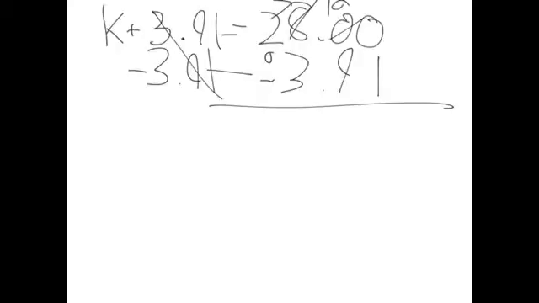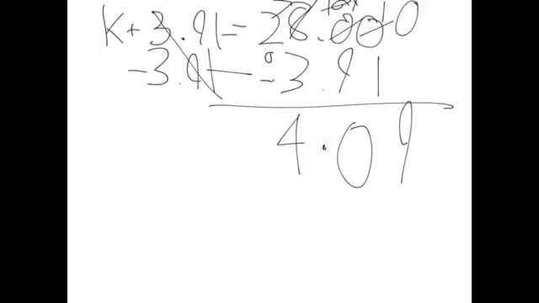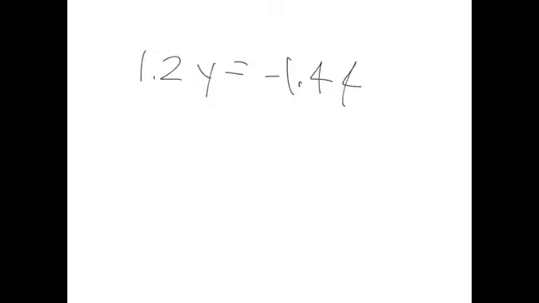This turns into 10, which turns into 9. Turns into 10. So we have 9, and 9 minus 9 is 0. And 7 minus 3 is 4. And 2 minus 0 is 2. So K equals that.